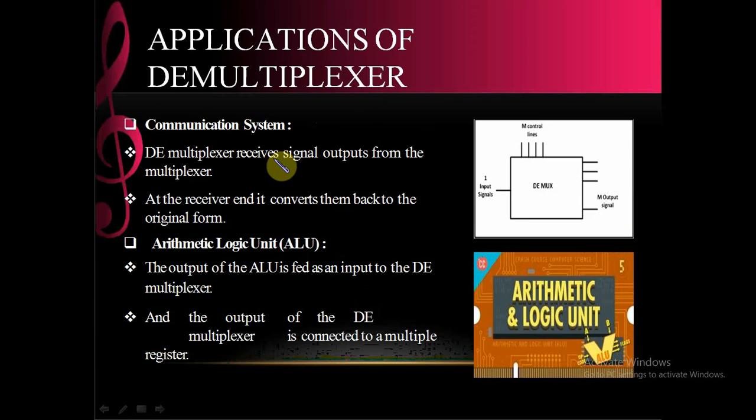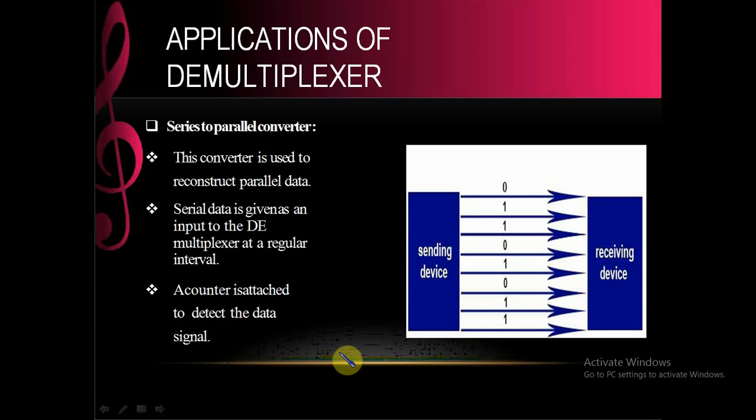It works in communication systems. It receives the signal output from the multiplexer, and the receiver entity converts it back to the original form. It works with an ALU, where the output is fed as an input to the demultiplexer. It also works as a series to parallel converter. It is used to reconstruct parallel data, sending to and receiving from devices with different digital signals. It is attached to detect the signal.